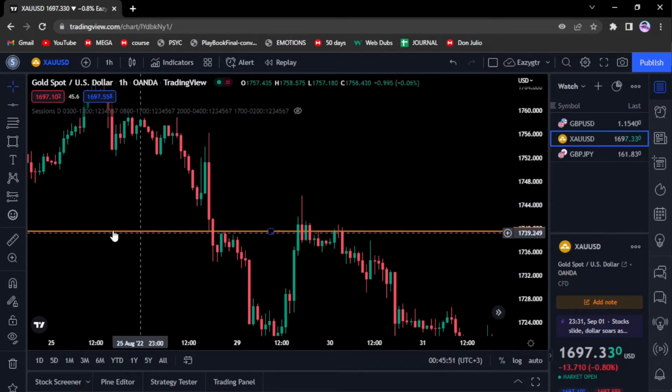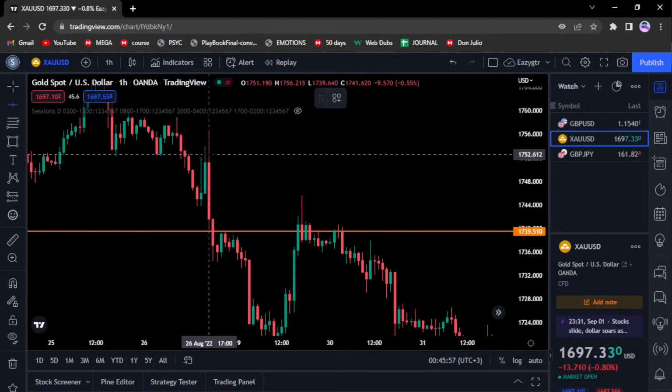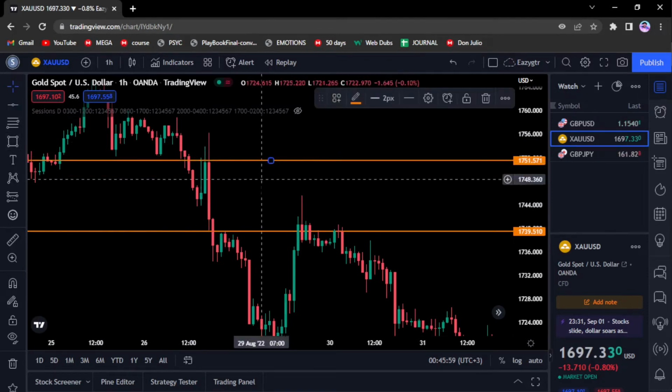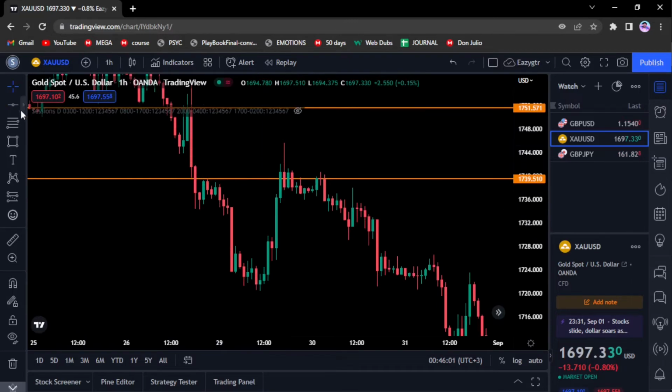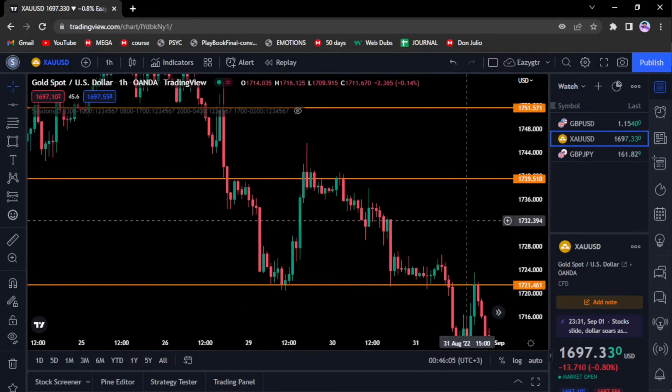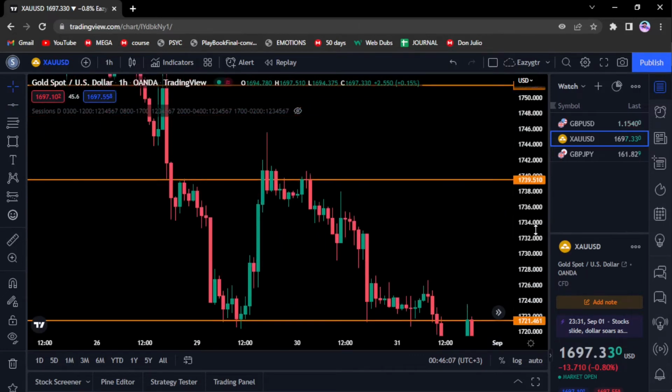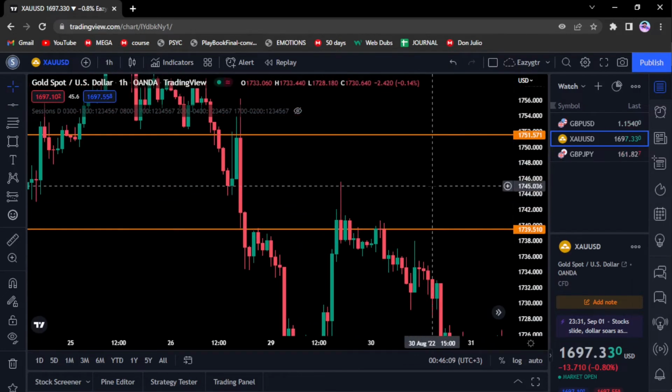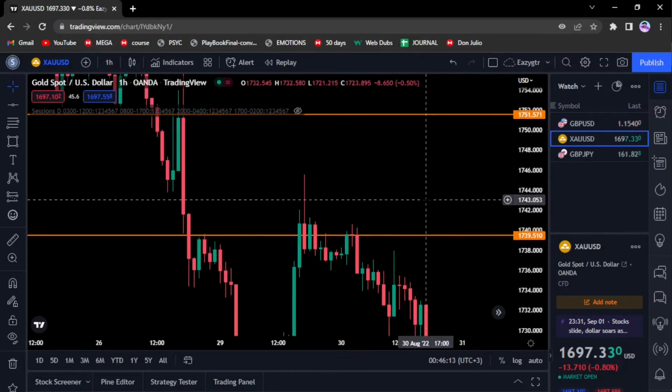This line signifies a zone, and the zone is basically supply or resistance. They're basically the same thing. Here we have our range 2, basically the range 1 support. Okay, so how do you identify a fake out? When you're in the market, basically.